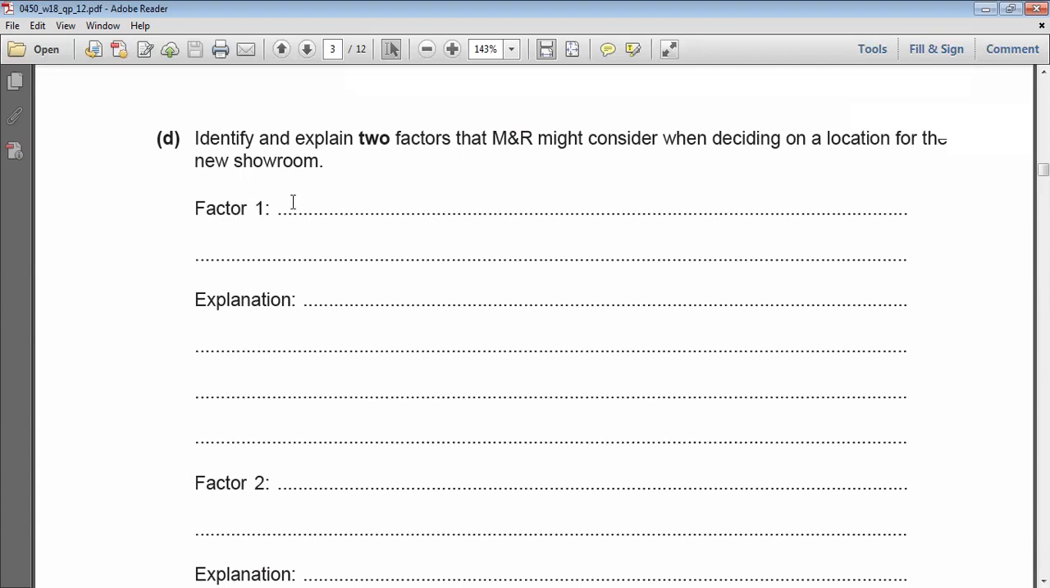That is called knowledge. Only short, 2 to 5 words. If you make it more than 5 words, it's a sign that you are explaining, and that should be placed in the explanation part. But for knowledge, it's simply only a few words, not even 1 sentence, just phrases. That is the thing for factor 1. You might want to say availability of worker in that area. Factor 2, the cost of rent.